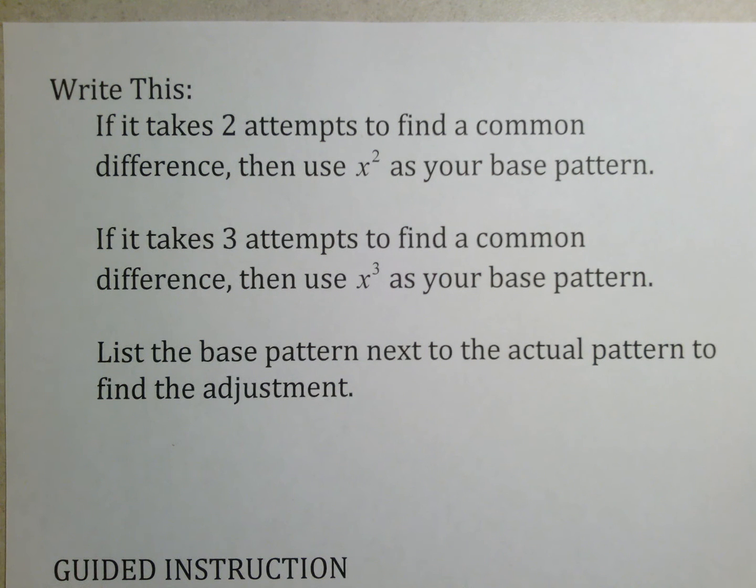So the general idea for what you just saw today is that if it takes 2 attempts to make a common difference, then use x squared as your base pattern. Of course, take the x squared, plug in the numbers, and go from there. If it takes 3 attempts, then use x to the third as your base pattern. And again, use those numbers to adjust, and then list the base pattern for whatever it is next to the actual pattern to find your adjustment. Again, in this situation, your adjustment could be addition, it could be subtraction, it could be multiplication. It's not usually going to be division, but it's either going to be addition, subtraction, or multiplication.